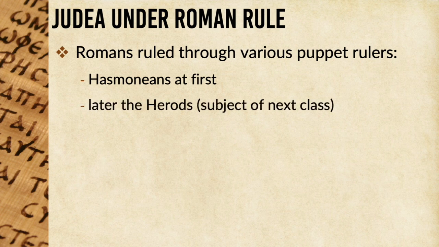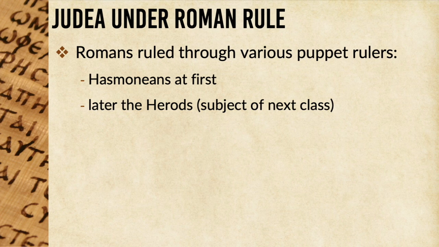Later, they're going to rule through the Herods. Now that's going to be the subject of our next class. Next Thursday night, we're going to talk about the Herods, because when you get to the pages of the New Testament, you've got Herod the Great, you've got other Herods that are mentioned. Who are these guys? What are they all about? We're going to talk about that next Thursday night. But they're going to be puppet rulers under the Romans. So the Romans are going to rule Judea through these Herods. The Herods were a family, okay?